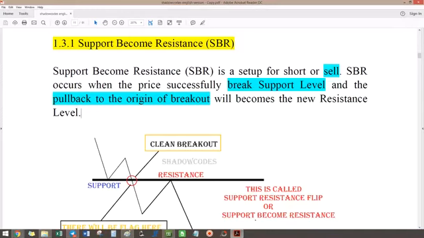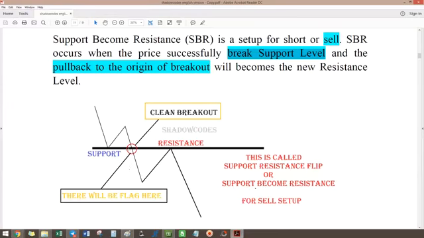SBR occurs when the price successfully breaks, look at the keyword, breaks the support level and pulls back to the origin of the breakout. This is the origin of the breakout, where the breakout happened, and it will pull back to the resistance level. Sometimes the candle over here has a shadow just touching the SBR line.